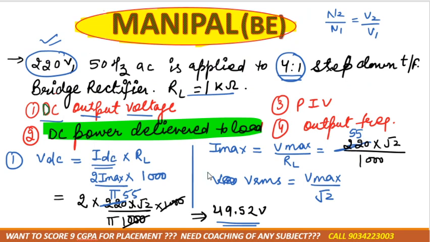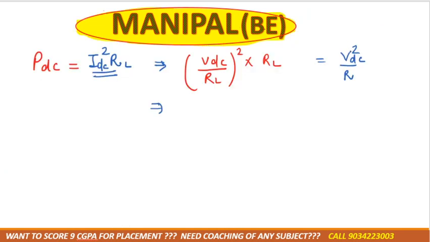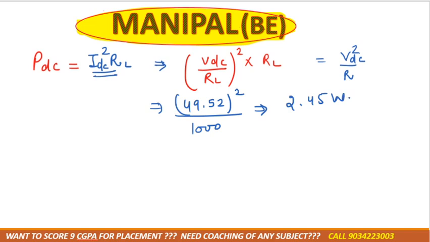VDC we have already calculated now. That would be 49.52, correct? So it would be 49.52 square divided by RL. RL is 1000. Simple. To solve it, then we'll get 2.452 watt. 2.45 watt.